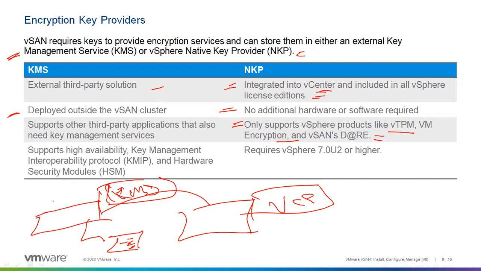It means that for redundancy purposes, we can put two KMS servers as external. But here it's a native feature that requires vSphere 7 Update 2 or a higher version. We can use the native key provider if the customer does not have the budget. But definitely when we go with the external one, we get some additional security features and multiple levels of security, but that requires some budget and cost.